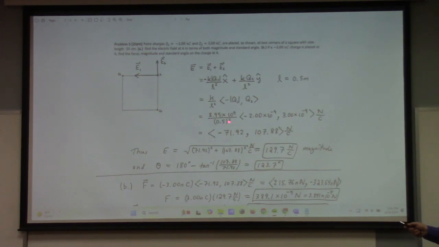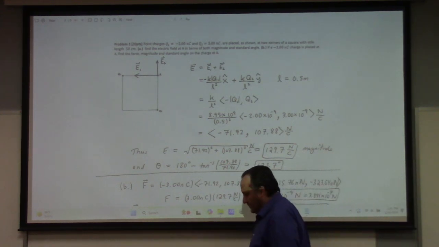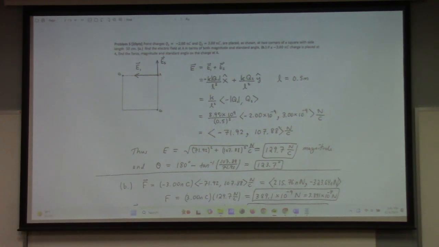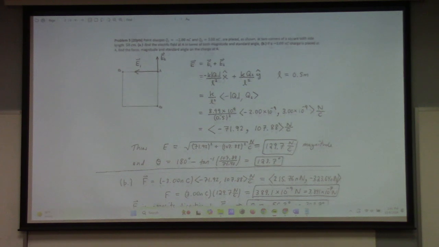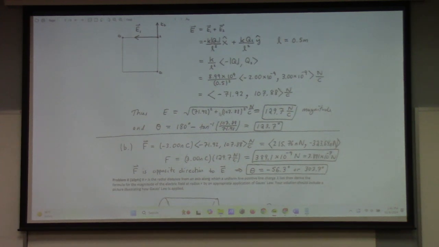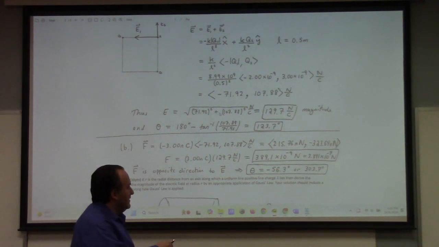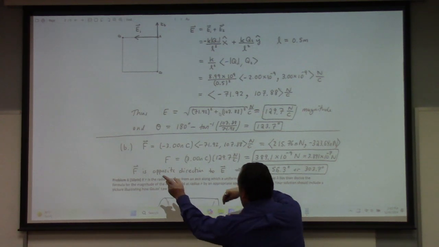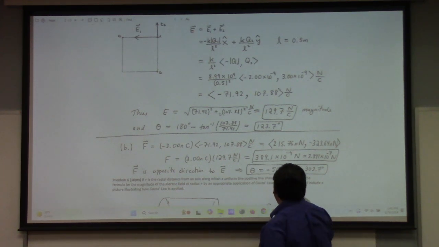This one here is in quadrant 2, which means I can't just use inverse tangent. I need to think about it. And when I think about it, I get 123.7. So yes, the standard angle does matter. The force goes in the opposite direction here because I put a negative charge there. So the negative charge turns the force due to the electric field the other way. Instead of 123, you're going the opposite way, down here at about minus 56.3, or if you like 303.7.